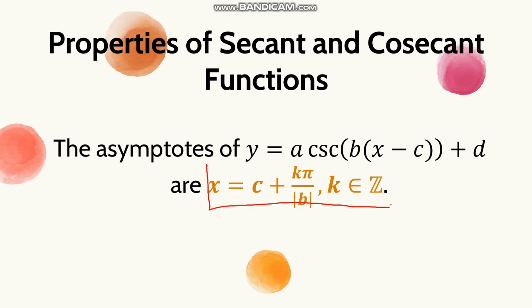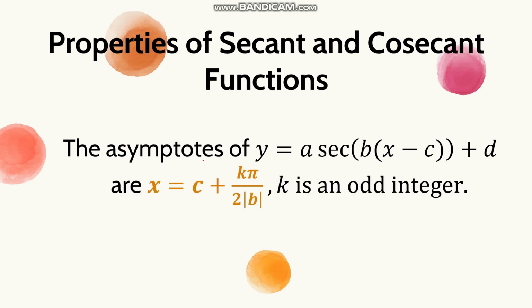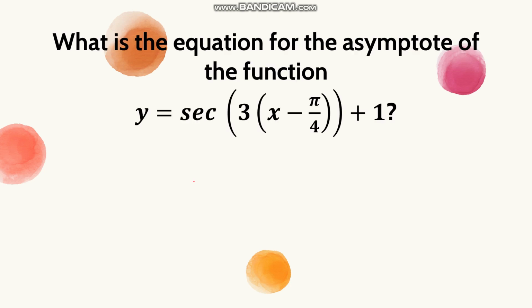Again, this is the formula that we have to use for the asymptotes of the cosecant function. And for the secant function, we will be using this formula. You have to include also that k is an odd integer, because that will define the values of k that you have to use. All you have to do is identify the values needed, and this will give us the general equation for the asymptotes of our function.